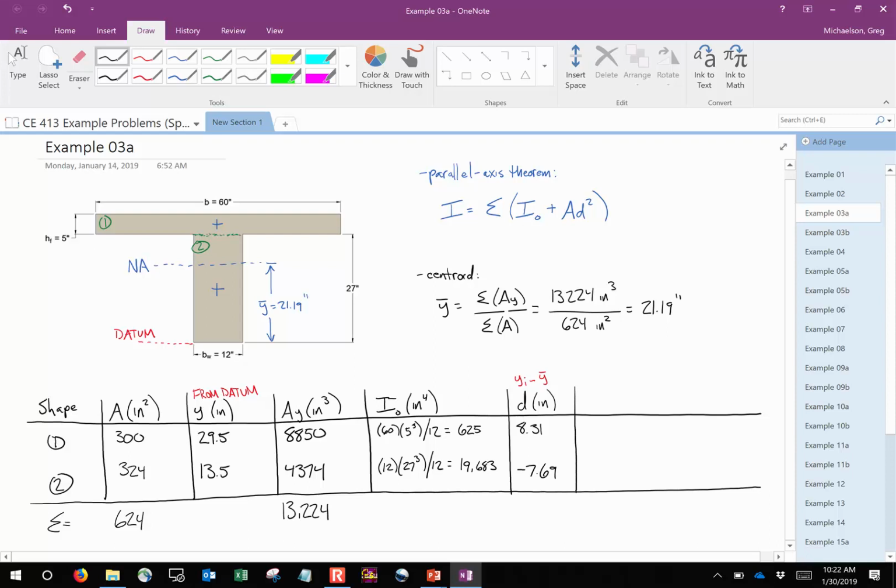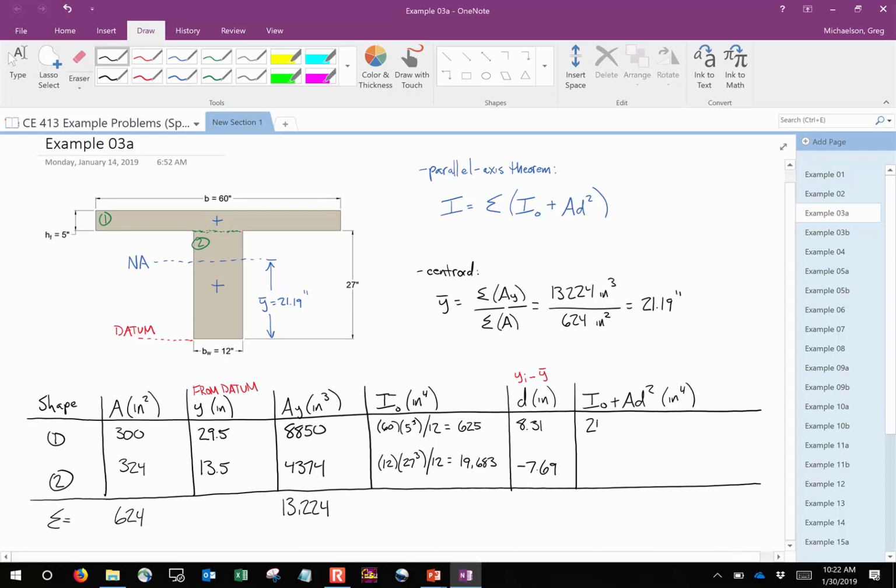So now we can compute I naught plus A d squared. We'll take our time on that, but ultimately we're going to say this plus that times that number squared. So it'll be 625 plus 300 times 8.31 squared. And so what does that yield? Say it again. 21,341 point, so we'll say 0.8. 21,341.8. Do I have a second on that?